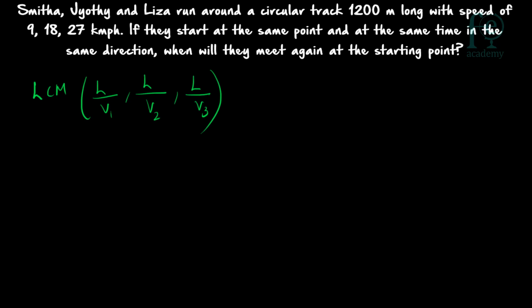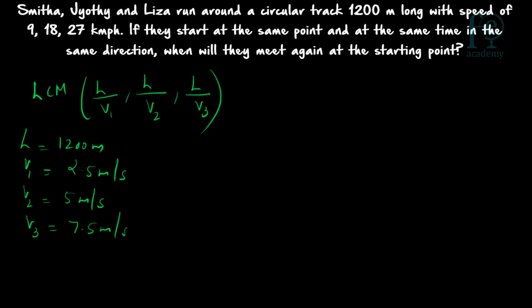So if you are taking the LCM of all the 3 quantities, you can see when the 3 persons will be meeting each other. So what is L here? L is equal to 1200 meter. And what about V1? V1 will be equal to 2.5 meter per second, 9 into 5 by 18. And V2 is equal to 5 meter per second, 5 by 18 into 18. And V3 is equal to 5 by 18 into 27, which gives you 7.5 meter per second.